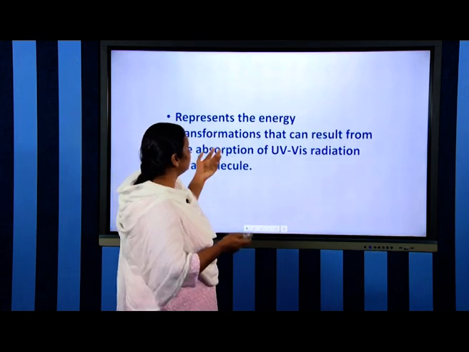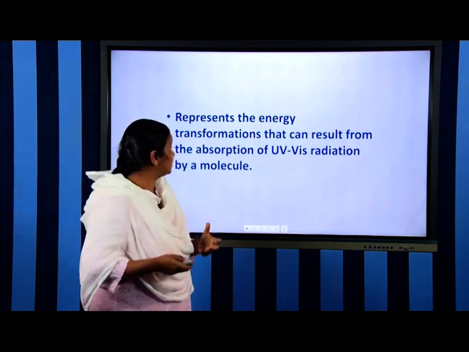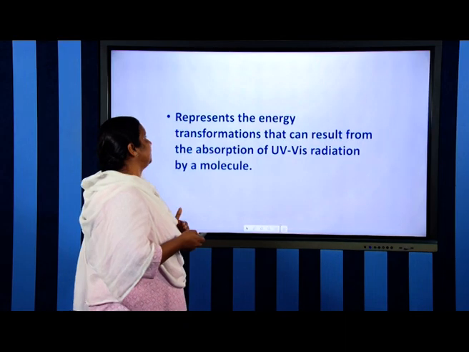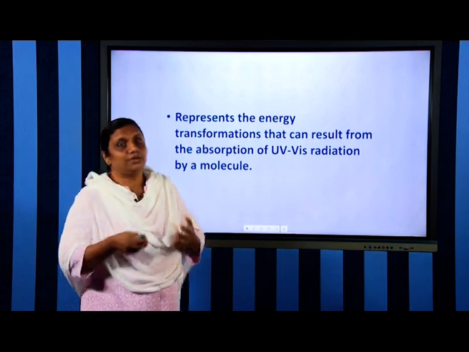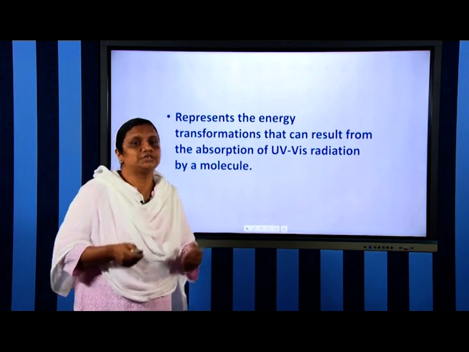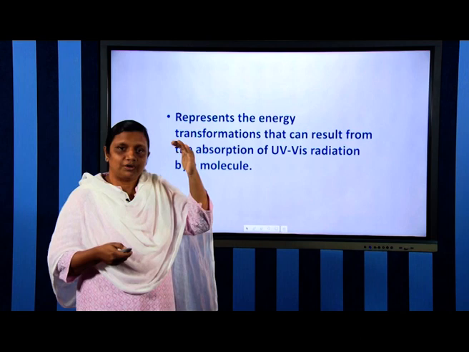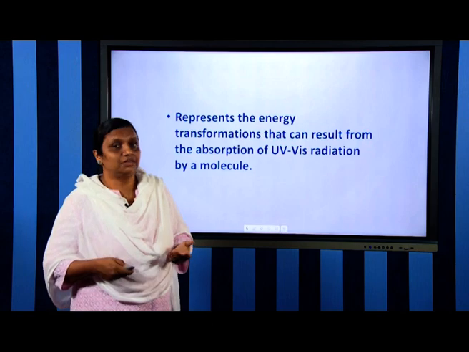Now, it is based on this that we have the Jablonski diagram. The Jablonski diagram represents the energy transformations that can result from the absorption of UV visible radiation by a molecule. We will be depicting the electronic transitions when a molecule absorbs light radiation. That depiction is called the Jablonski diagram. It is quite interesting when we pictorially represent the energy excitation of the electrons.